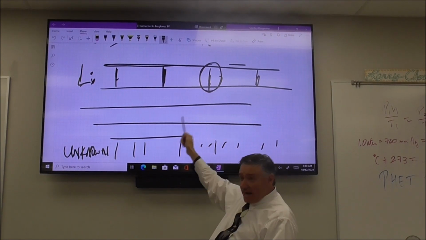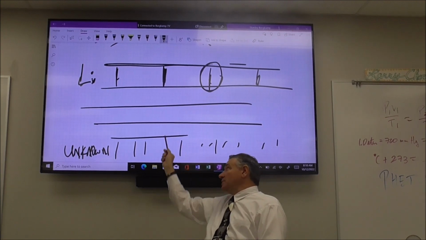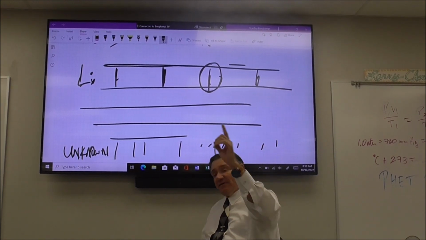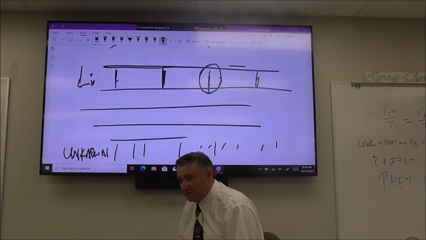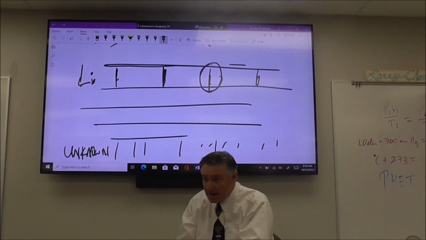But if you go to hydrogen, and you find the lines that are in hydrogen, and you bring that straight down, you'll find that the hydrogen lines are there. So basically, it's just lining them up and moving them down and seeing what's there.